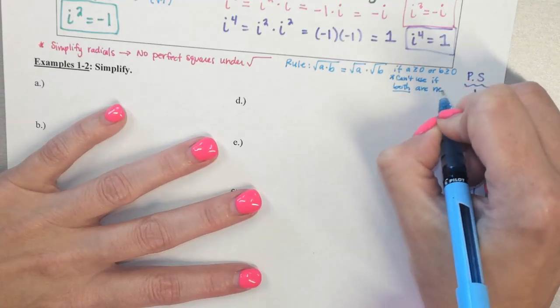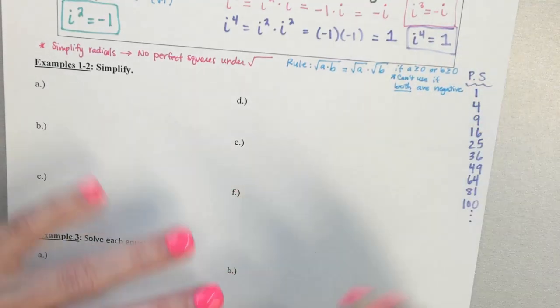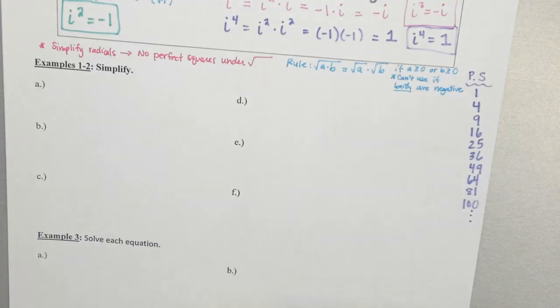If both are negative, you cannot use that, because it would get rid of the imaginary part.